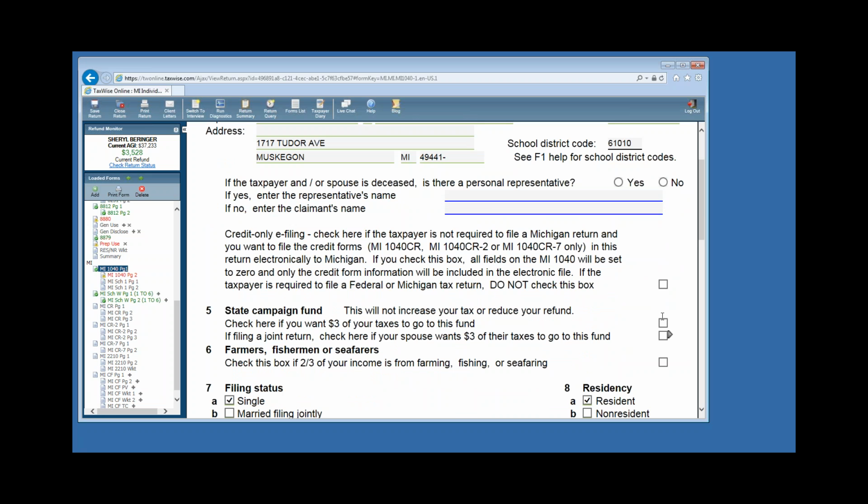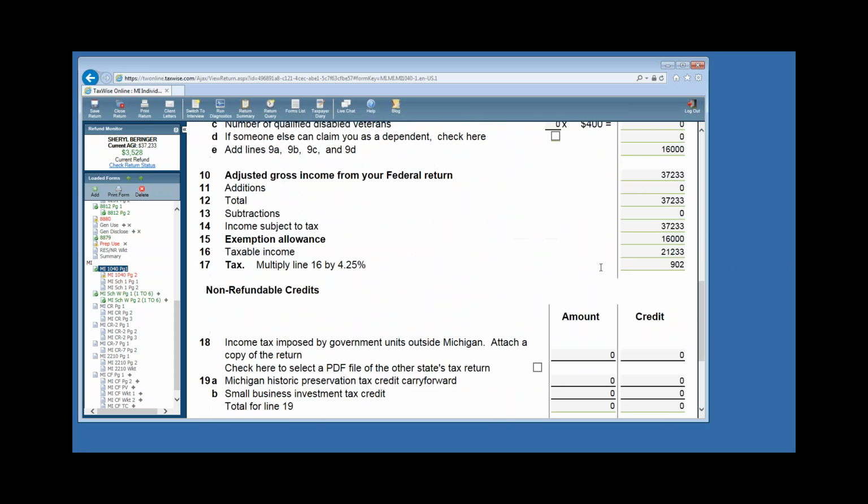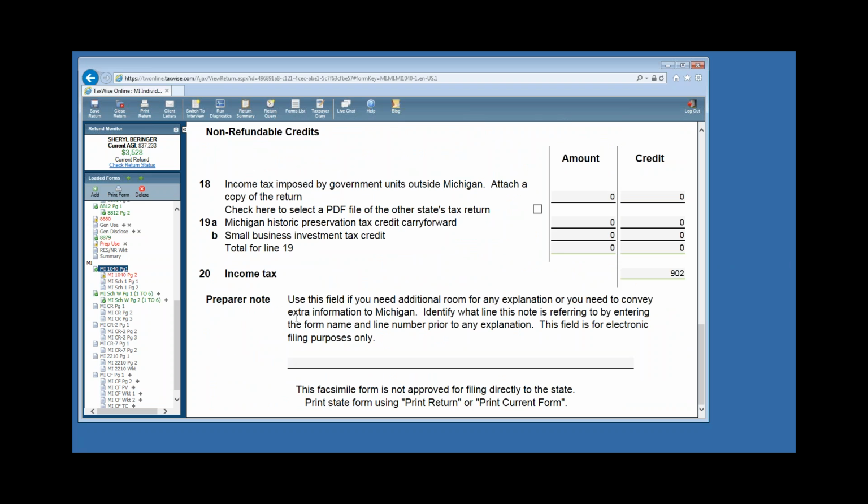Cheryl Berringer has earned income, so we're just going to complete the return as if she were a client at the tax site. The state campaign fund, again, you can ask a client if they'd like to donate. If you're in a rush, I wouldn't even mess with it. The farmers and fishermen, seafarers, we don't get a lot of those at our tax site, so I wouldn't worry about that. Basically, page 1 is all set after you put the school district code in.